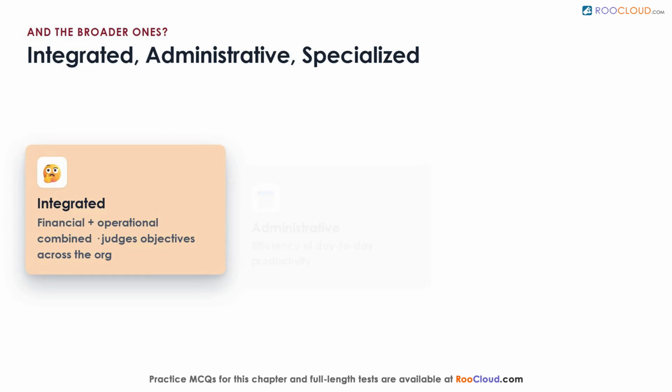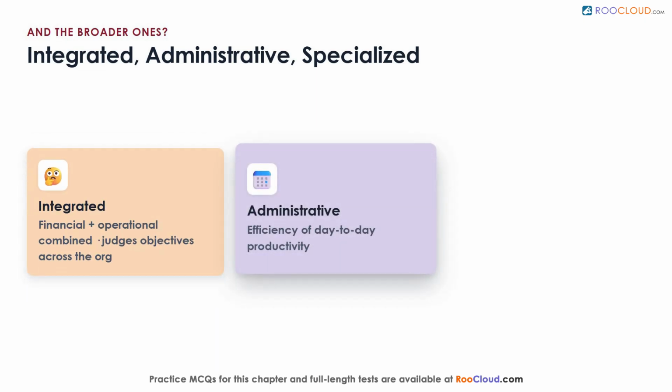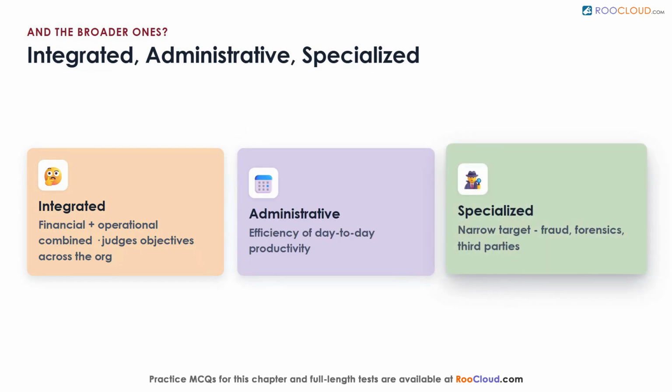What is an administrative audit? It looks at the efficiency of day-to-day productivity. What is a specialized audit? It targets a narrow area, like fraud or outside vendors. Let's break the specialized group down further.